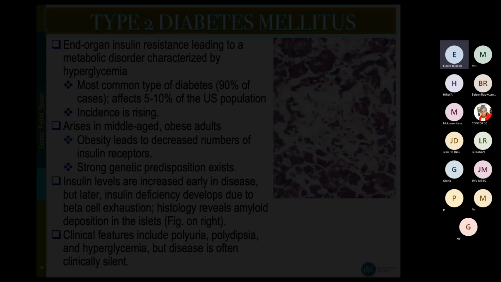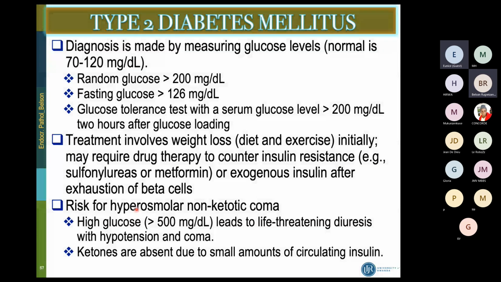So the diagnosis is made by measuring the glucose levels. The normal is 70 to 100 milligrams per deciliter of the serum.